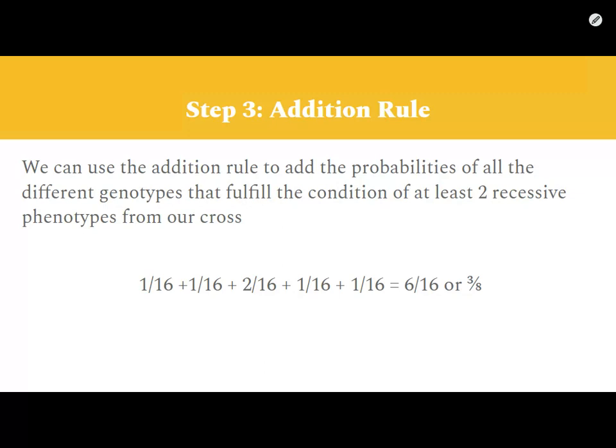Or we could do the math. Find our genotypes, do our multiplication rule, do our addition rule, and get 6 out of 16 instead of setting up the trihybrid cross, filling out the trihybrid cross, and multiplying or hunting and pecking for our correct answers. That makes sense? Okay.